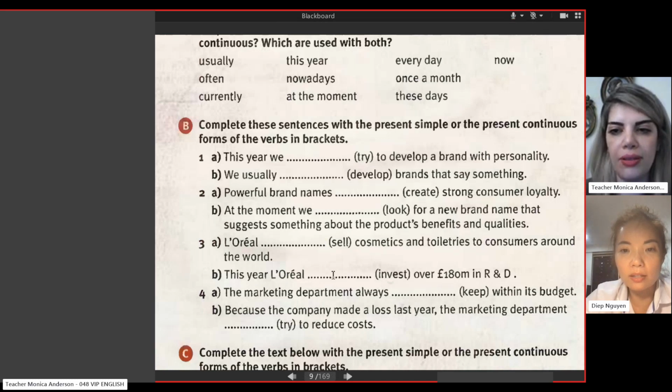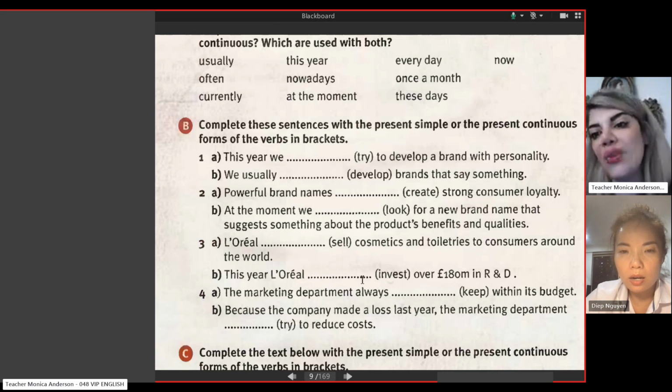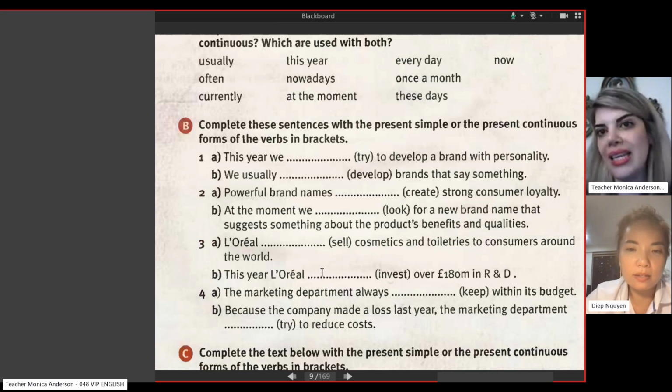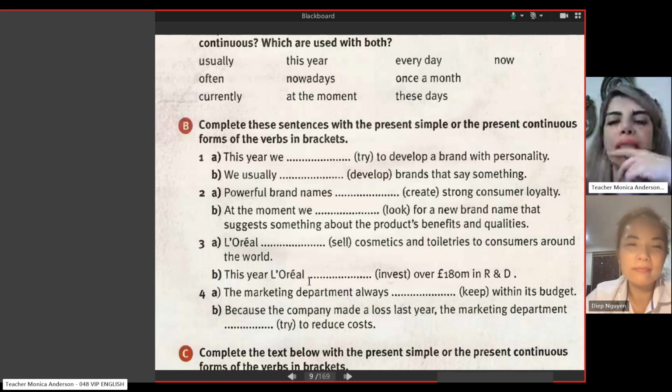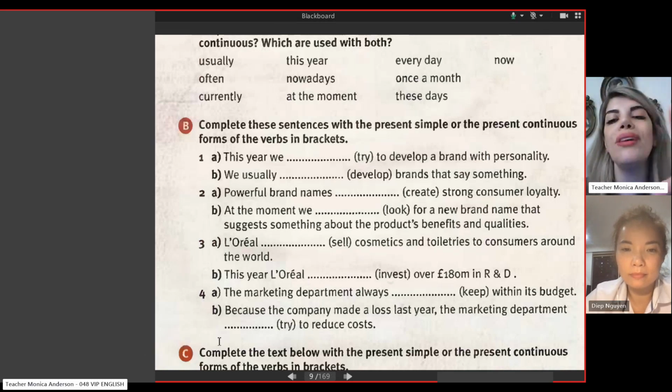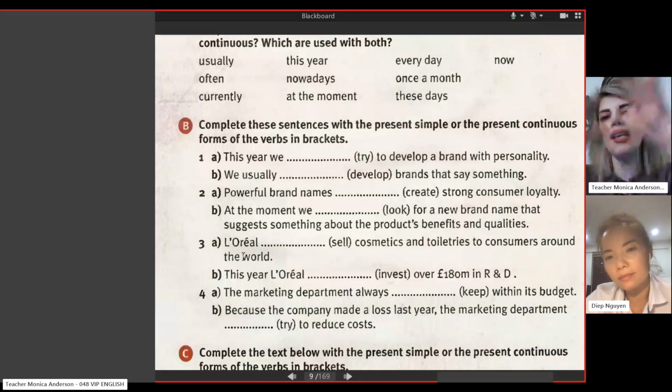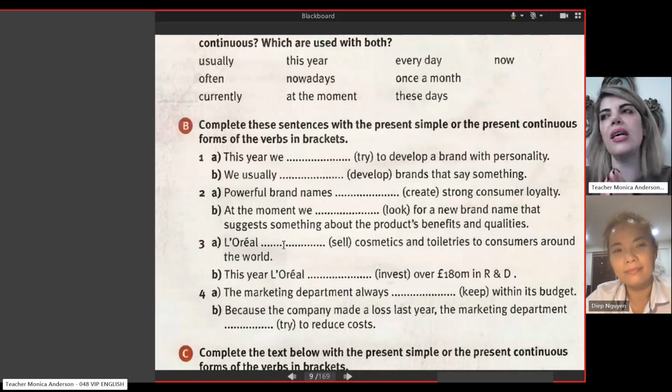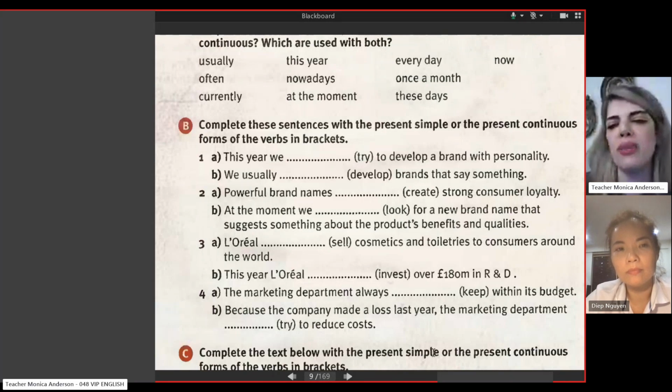L'Oreal is investing. Okay, you need to say is investing, or are investing, of course. For L'Oreal, you can consider it as plural or singular. If you're talking about a group of people who are working in this brand, you can say are. But if you mention just one brand, you can say singular. So both of them are correct.